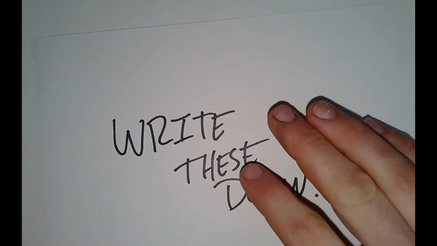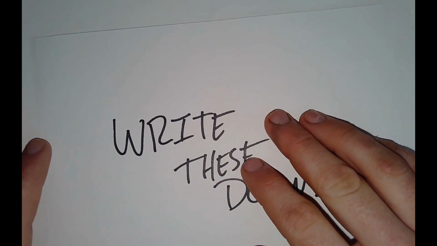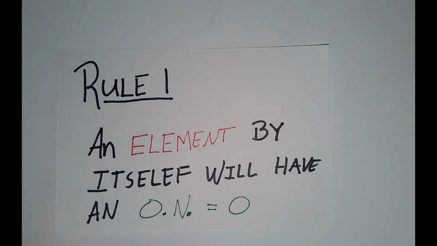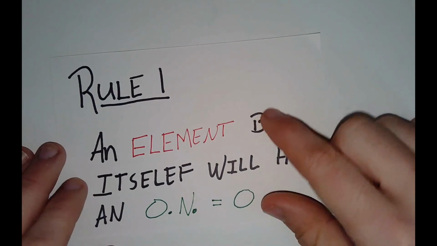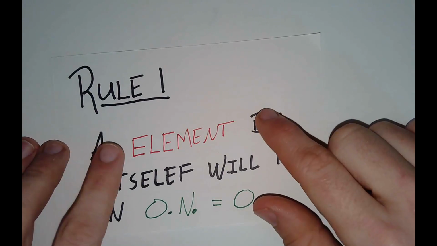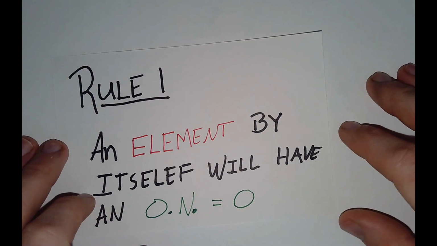So we're going to go through a series of 8 rules. And then at the end of this video, I have a couple of little quick experiments to show you. So let's start off with the first rule. And that is an element by itself has an oxidation number of 0. Now, elements come in lots of forms, and we'll talk about that in a second, but an element just by itself in the middle of a chemical reaction is equal to 0.